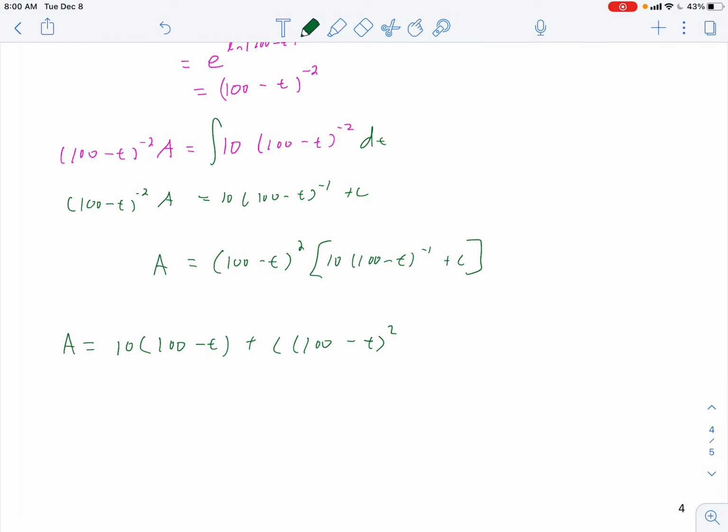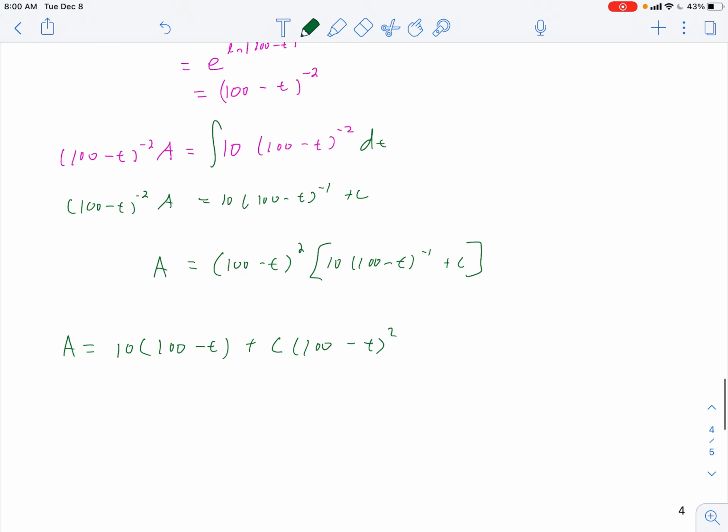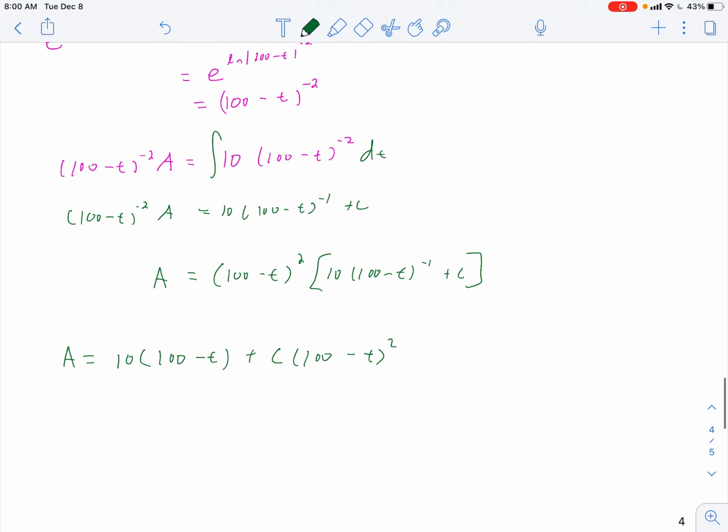Now, let me go ahead and make sure that this is a c and add another parentheses. All right, so now what we want to do is find the c. We need to find that constant. If we can find that constant, then we can have our equation for the total amount.